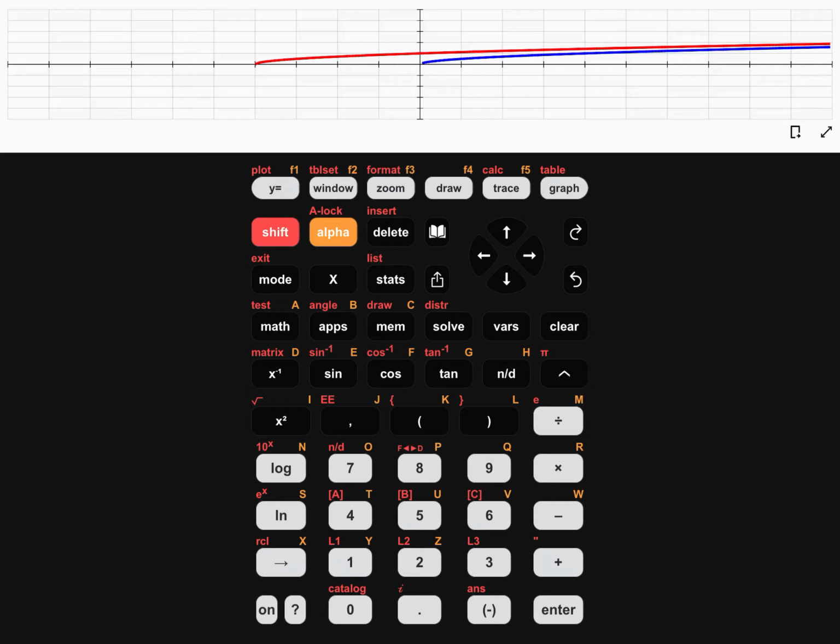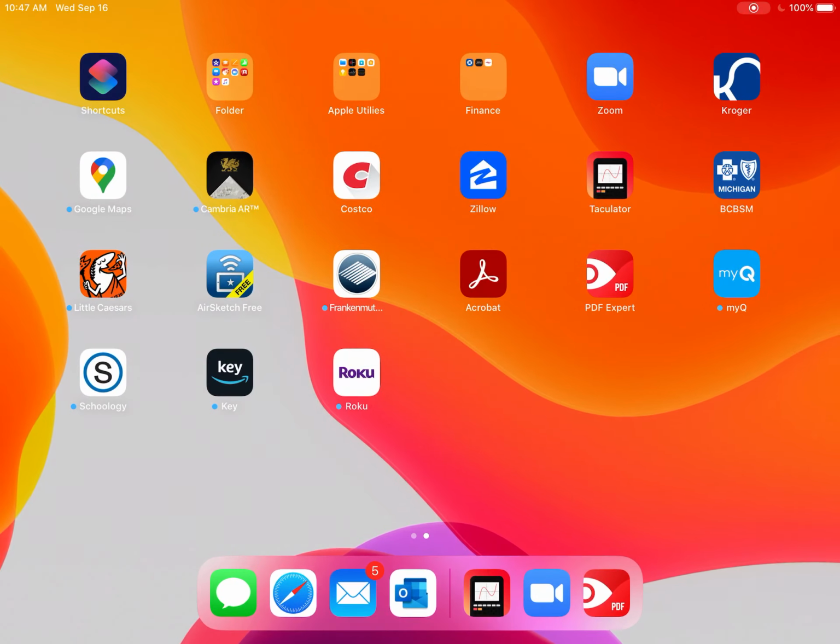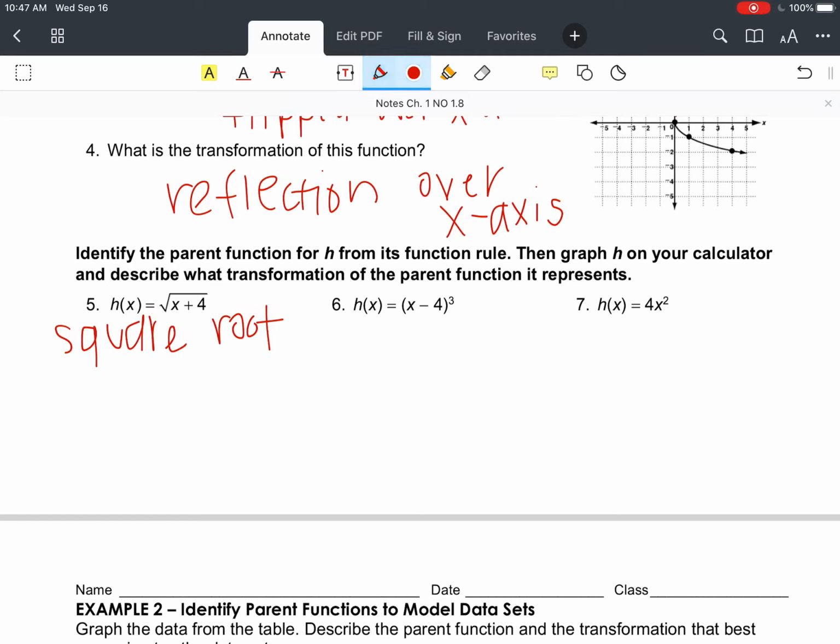Because of the way I'm doing this on my iPad, the width and height are a little strange. But the only difference between the red and the blue is my square root of x plus 4 moved 4 to the left. And we know that is a translation of 4 to the left, so we can write that down. So we translated 4 to the left.